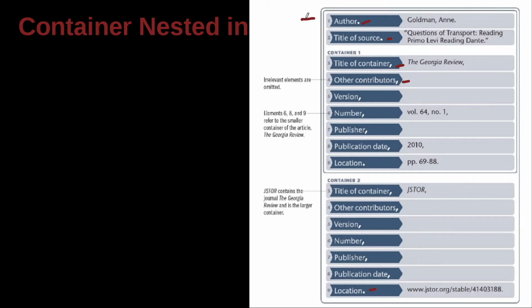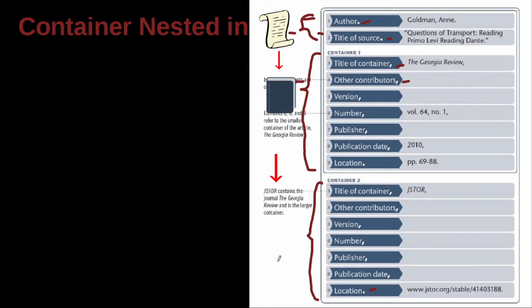So what they're saying here is that this piece here, this is the author and the title of the source. And then this next bit here, this is the container that it's inside of. So your article may be inside of a journal. But that container could be inside of something else, another container. So for example, you could have an article, your article is inside of a journal, and your journal comes from a publisher. Or your journal could come from another container, such as JSTOR, that's the database you got it from.